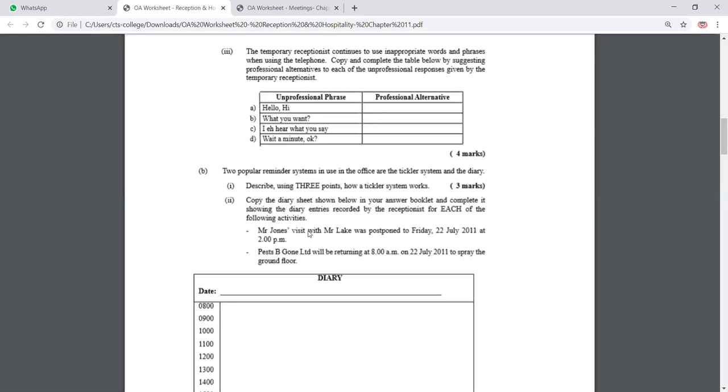What do you want? I hear what you say. Pardon, can you please repeat? What is the second answer, guys? So the first answer: how may I help you? Let's just start over, guys. Sarvana had the answer for the first one. Hello, hi. Your professional response is what? Good day. How may I help you? Okay. So the first one, instead of saying hello, hi, you have what? Good day. Good afternoon, good morning. Any of those would fall under professional answers. Got that, guys? Everybody? Okay.